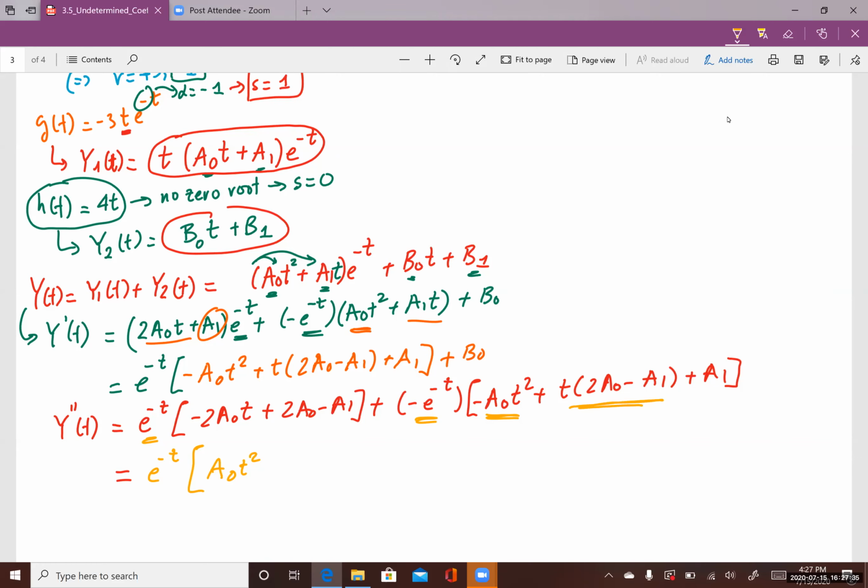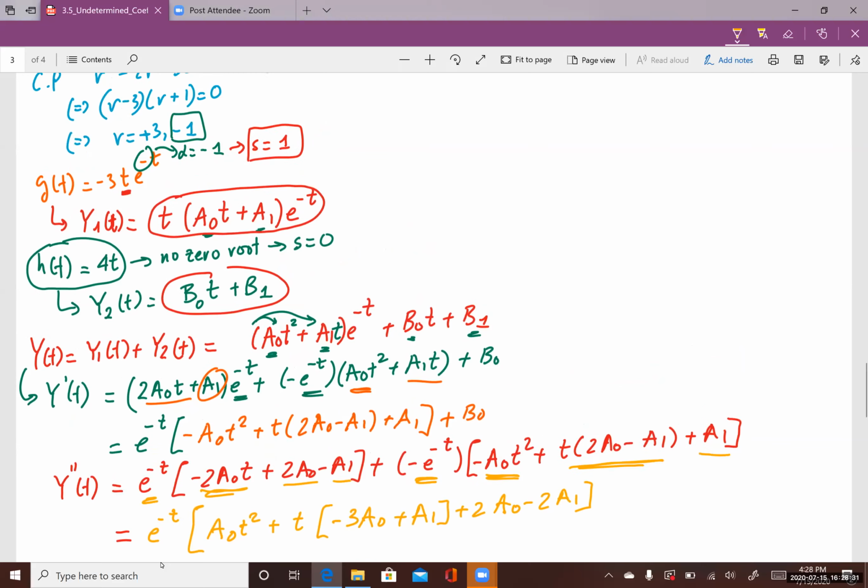Now I want to collect the t term, so it should be here. So I have 2a0, and remember you have a negative here, so I want to have plus t first. Here I have negative 2a0 and negative 2a0, so negative 3a0. How about a1? I have negative and negative, which is positive a1. Okay, so this is the t term, and how about the constant? So I have 2a0, a1, negative a1 and positive a1. And remember, you have a negative here. So negative, positive, negative. So negative 2a1 plus 2a0 minus 2a1. Okay, so this is my y double prime.